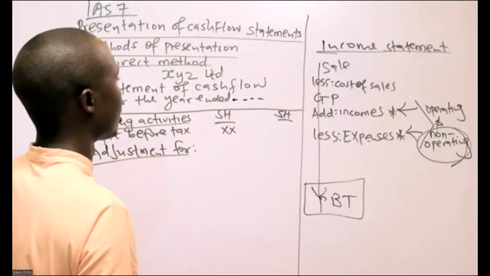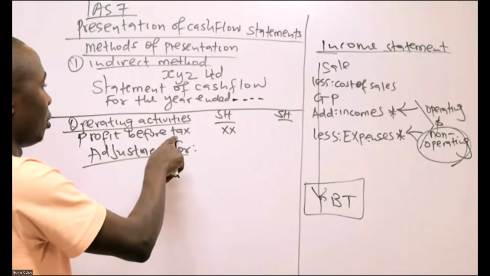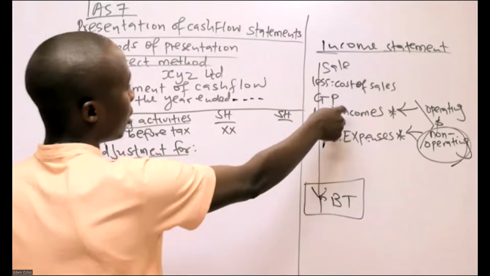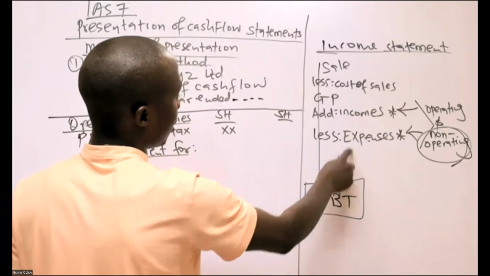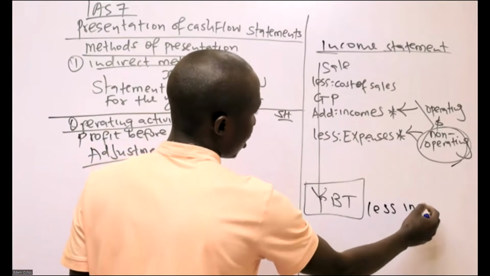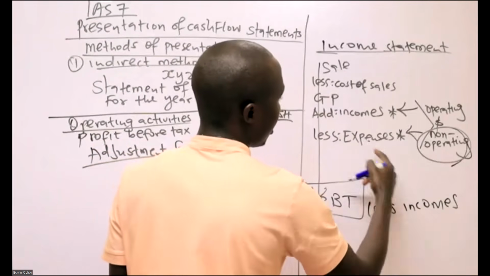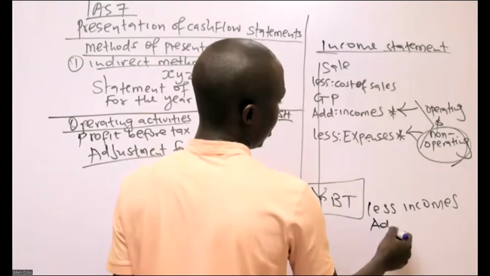So meaning the non-operating items, that is incomes and expenses, which were adjusted to get the profit before tax. If we have non-operating incomes which were added, we raise them. The expenses which were deducted and are non-operating, we do what? We add them back.